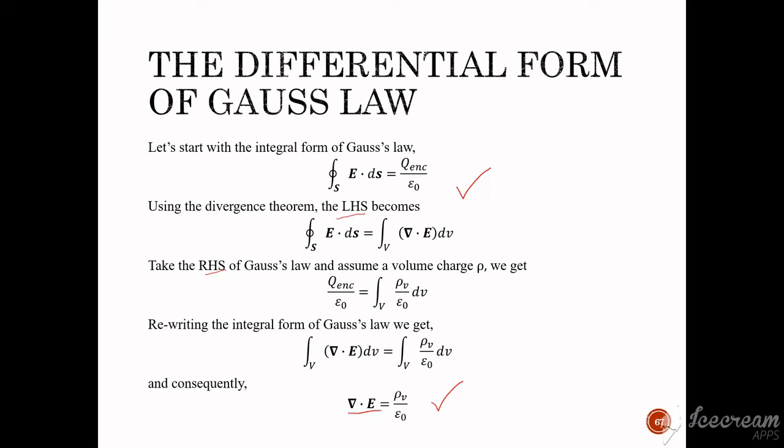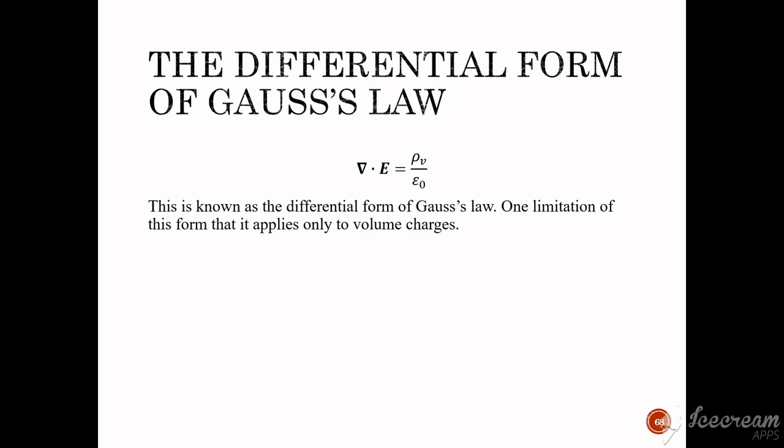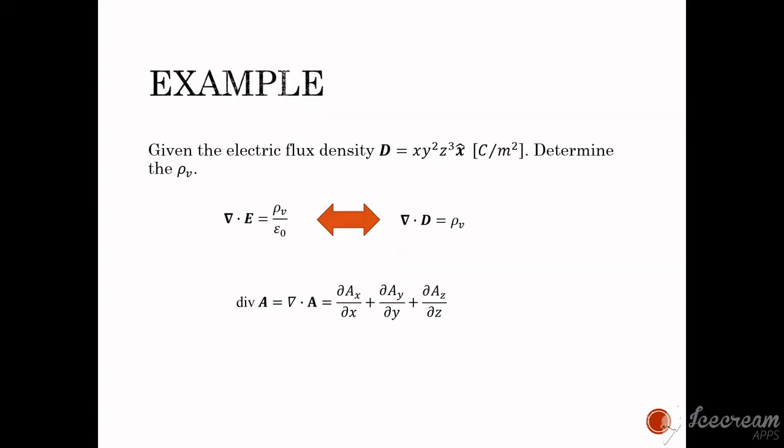Finally we come to the differential form of the Gauss law. Here we can still have the electric field, but we are using the volume charge density. So the differential form of Gauss law is limited to volume charge distribution. From the left hand side of the equation we can still use the electric field. As a summary, here is the differential form of the Gauss law. The limitation is that we can only use this for volume charge distribution, as you can see from this part over here.